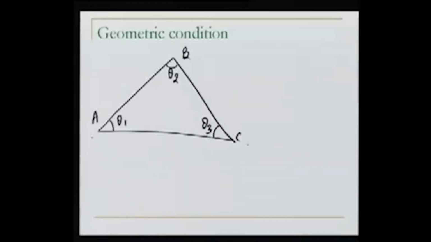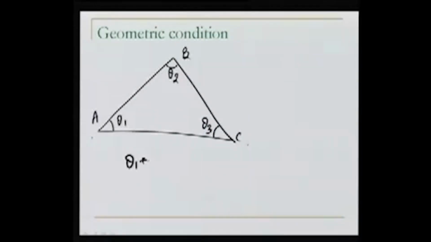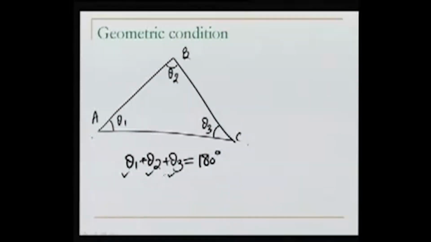Now the meaning of geometric condition is, because there are 3 points in the field, they form a triangle, and we know the sum of internal angles of the triangle. If we say theta 1 plus theta 2 plus theta 3, this should be 180 degrees. This is the geometric condition because there are 3 points in the ground forming a triangle. But do our observations satisfy this? If theta 1, theta 2 and theta 3 are our observations, this will not be equal to 180.